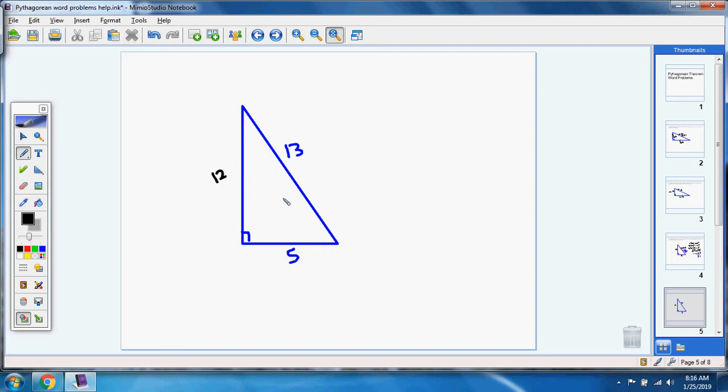So this is a little bit quicker, but the other one is a little bit more in depth with the understanding. So again, this is the ladder. This is the base. This is the wall. So the 13-foot ladder would only reach 12 feet high on the wall when it wants to reach 13 feet. So you can do it that way as well.